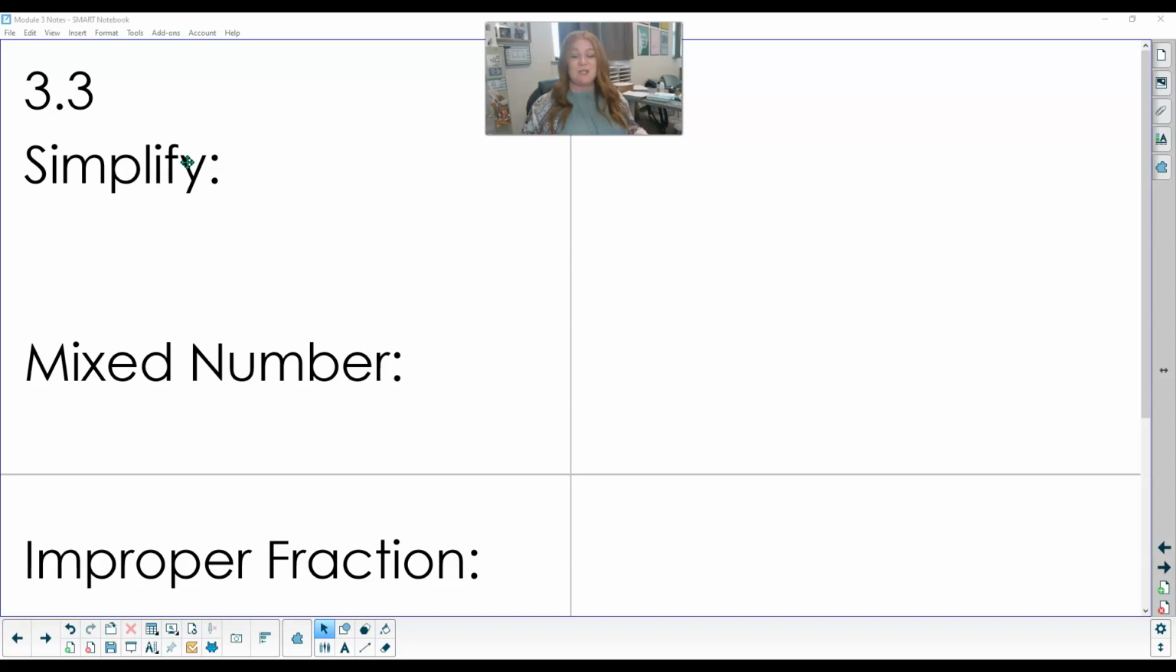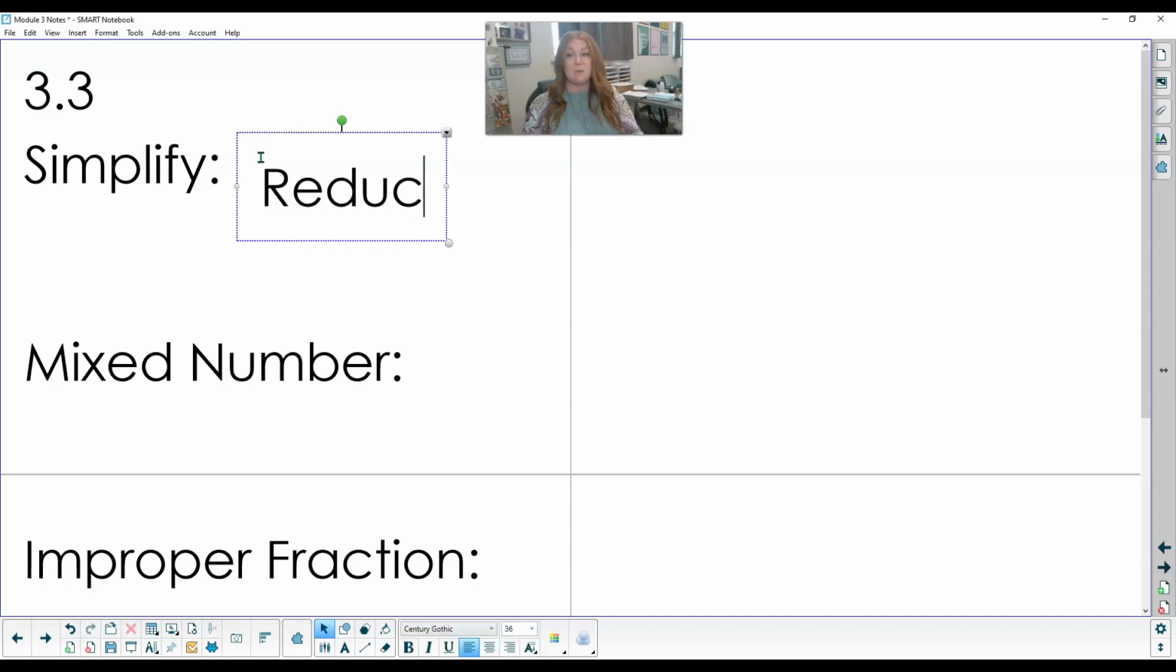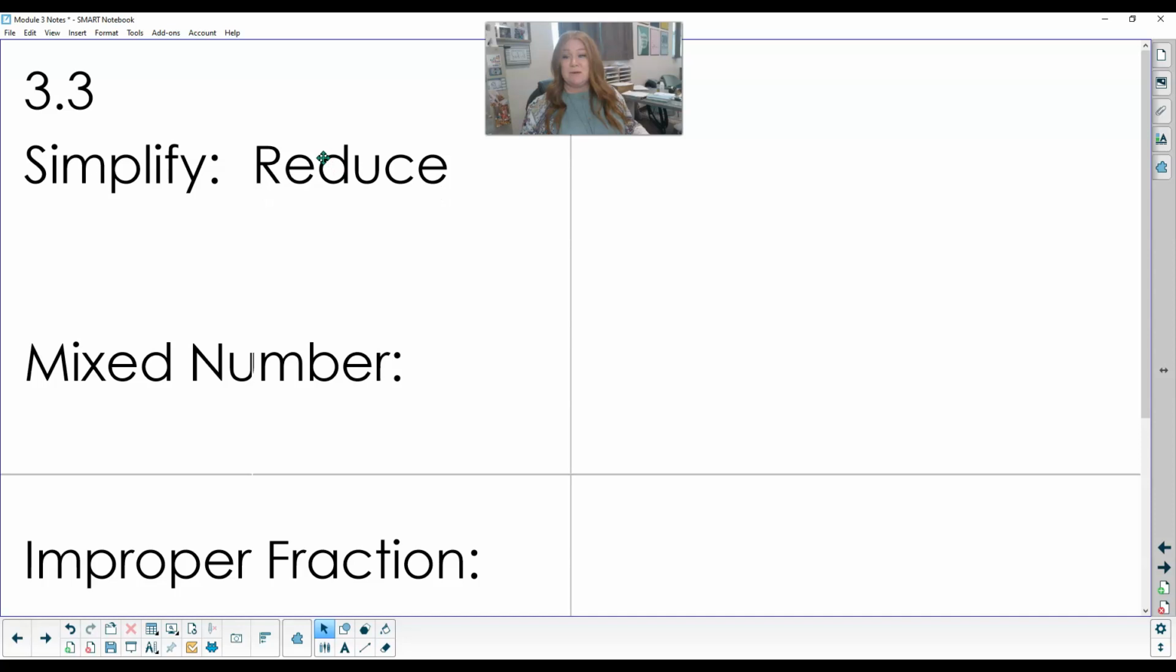So a few words we need to talk about are the words simplify. Another word you might hear is the word reduce. If you reduce a number or you simplify it, you're taking it to its lowest terms. You're making it simpler, reducing the big numbers. So as we reduce, we take it to its lowest form.